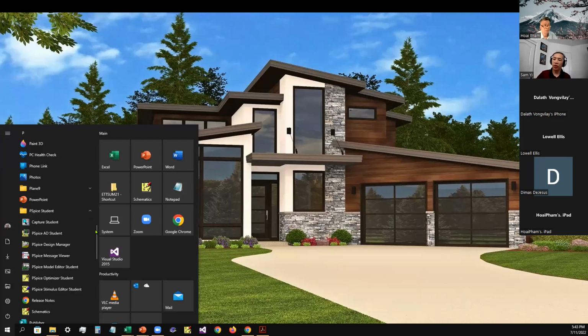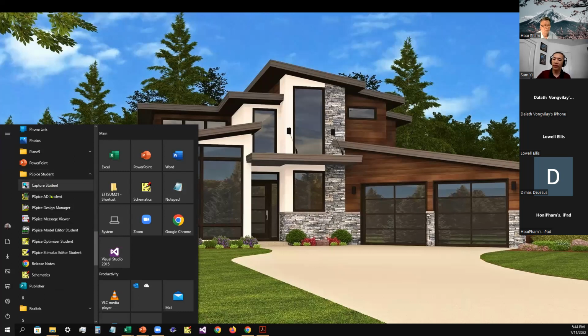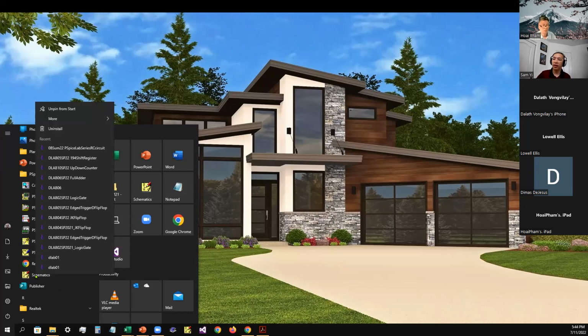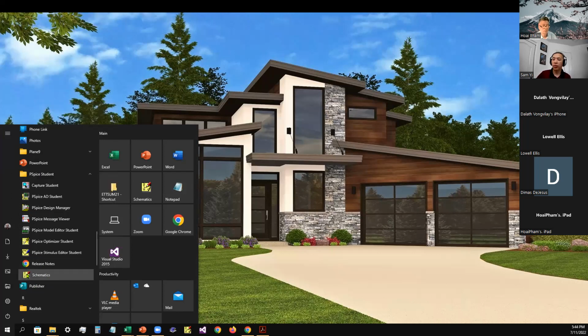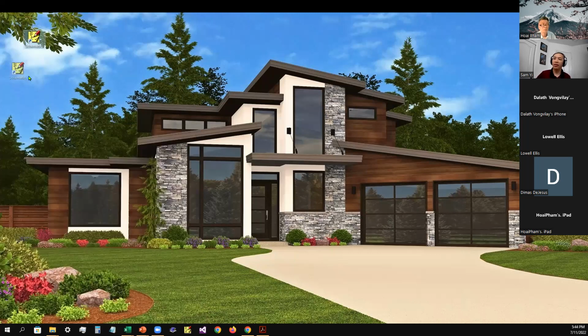It will show you a listing of all the items in there. You can right click on this and pin it, or you can just take this one, drag it, and drop it somewhere on your desktop. Okay, and that's it. That's your PSpice. Once that is done, you just double click on it.